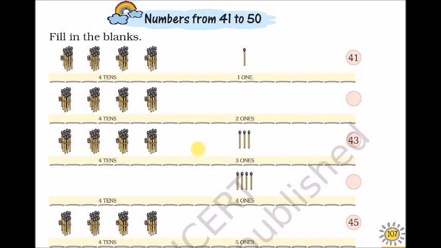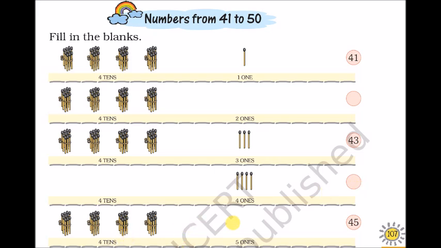4 tens and 3 ones, 40, 41, 42 and 43. 4 and 3, 43. 4 tens, 40 and 4 ones, 41, 42, 43, 44. We will write 4 and 4, 44.